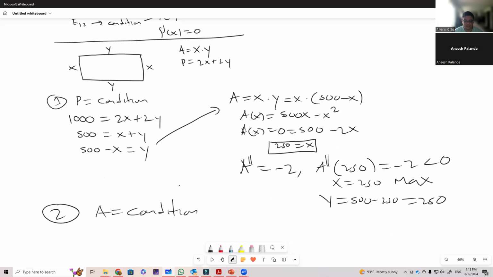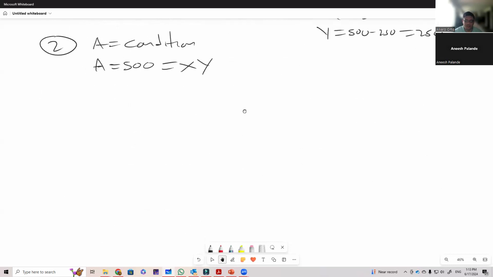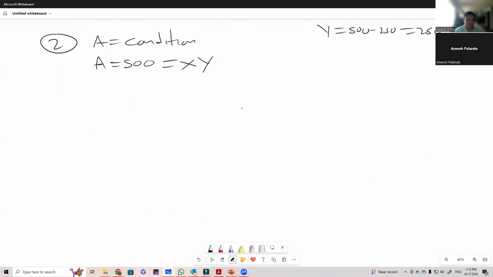That was what came in exam 1. What that means is, for example, now I can say I want the area to be, let's say, 500. So this means that 500 equals x times y. Now this changes the condition, and so now I can say y is 500 over x.